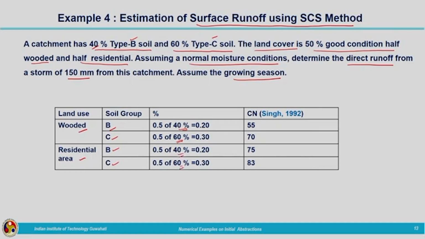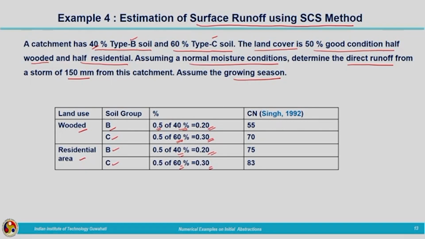So, we need to find out the percentage of area. The entire area is divided into 50%, that is 0.5 of 40% type B soil and 0.5 of 60% type C soil in wooded land use. In a similar way, corresponding percentages for residential area also, that we have calculated, it is found to be 0.2, 0.3 and 0.2 and 0.3 for residential area also.